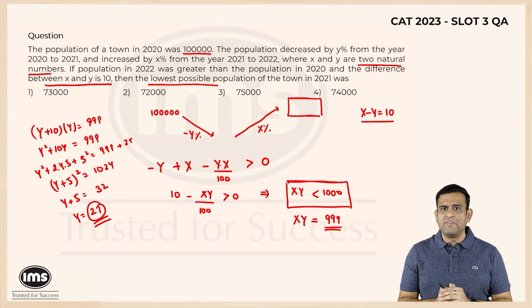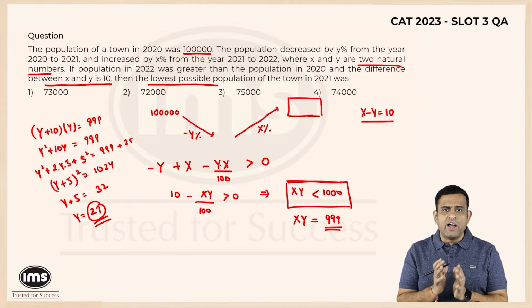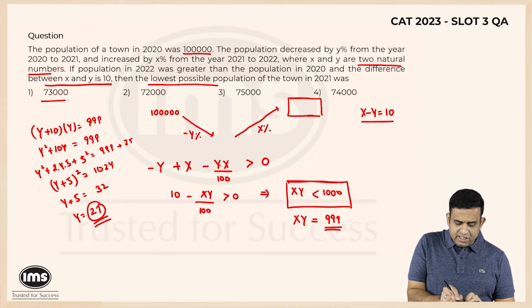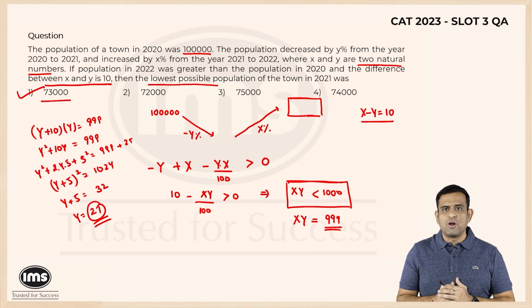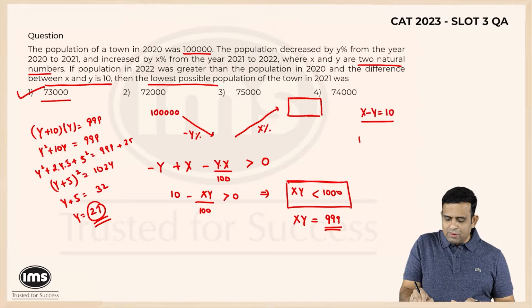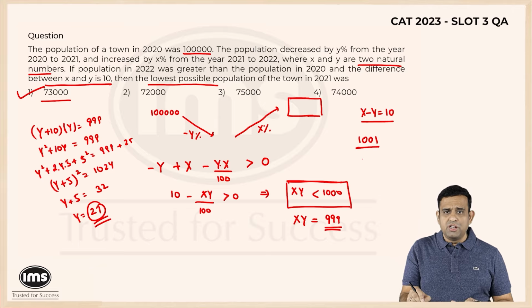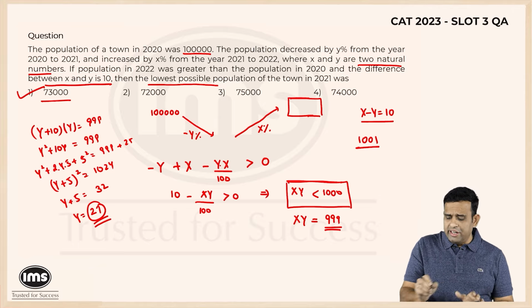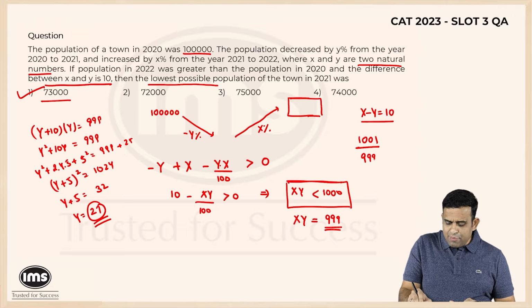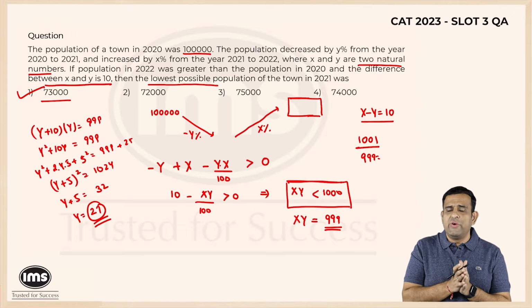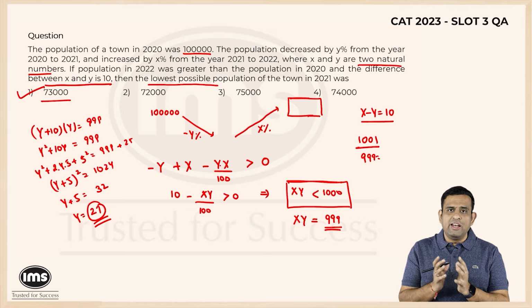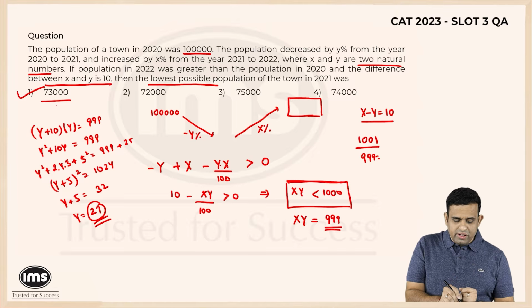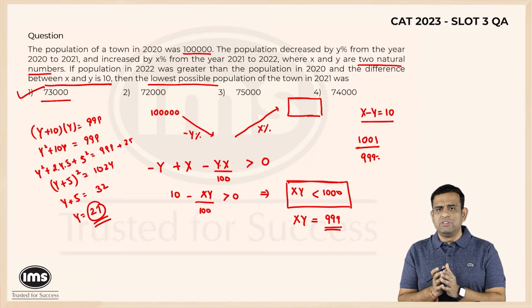So if Y is 27, if I drop something by 27% from 1 lakh, that value comes down to nothing but 73,000, and one can choose to mark option number 1 over here. Again, those of you who know special numbers, like 1001 happens to be nothing but 7 into 11 into 13, the number 999 happens to be nothing but 37 and 27.